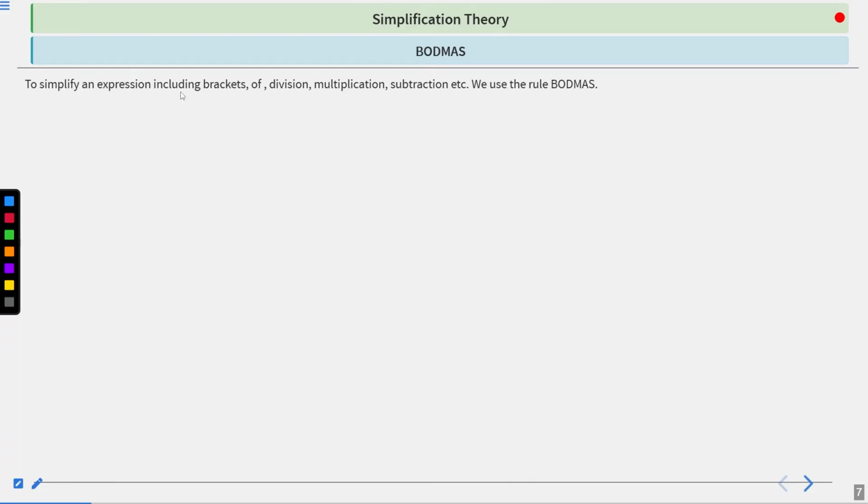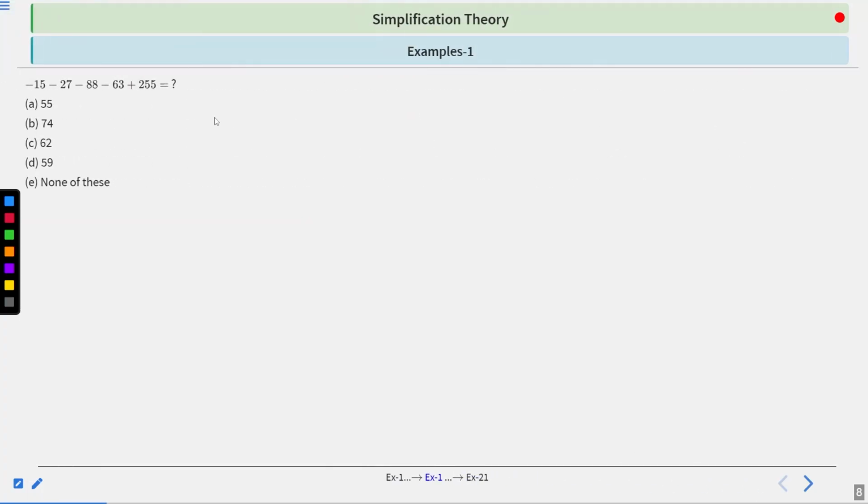To simplify an expression including brackets of division, multiplication, subtraction, etc., we use the rule of BODMAS. Now see the first question. The first example is minus 15, minus 27, minus 88, minus 63, plus 255. What will be the answer? You have 5 options: 55, 74, 62, 59, and the last one is none of these. We know that minus 15, minus 27, minus 88 and minus 63 are negative values, so we can solve it. The correct answer of this question will be 62. C is the correct answer.